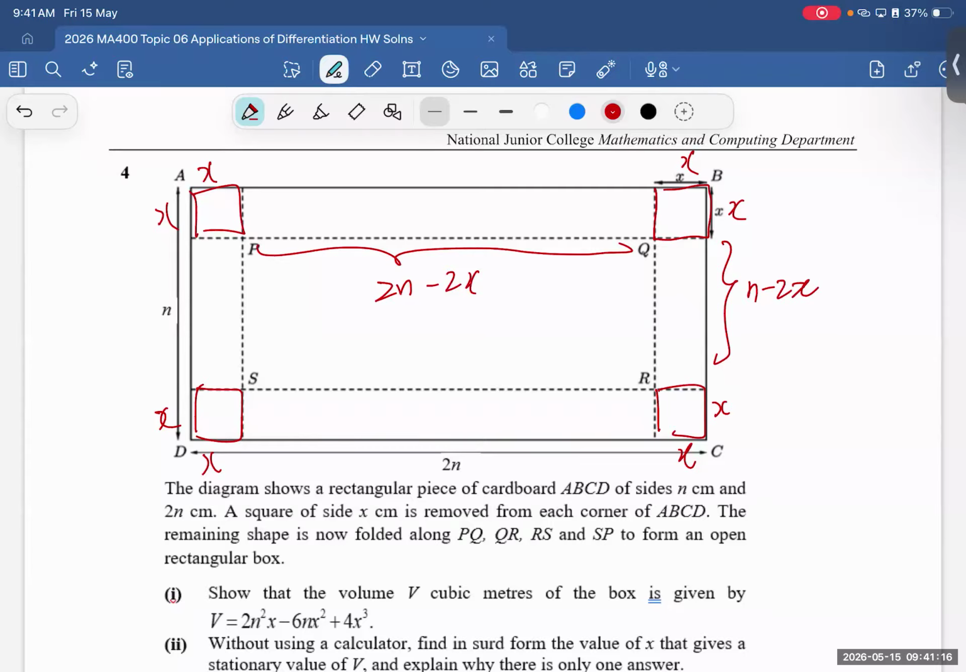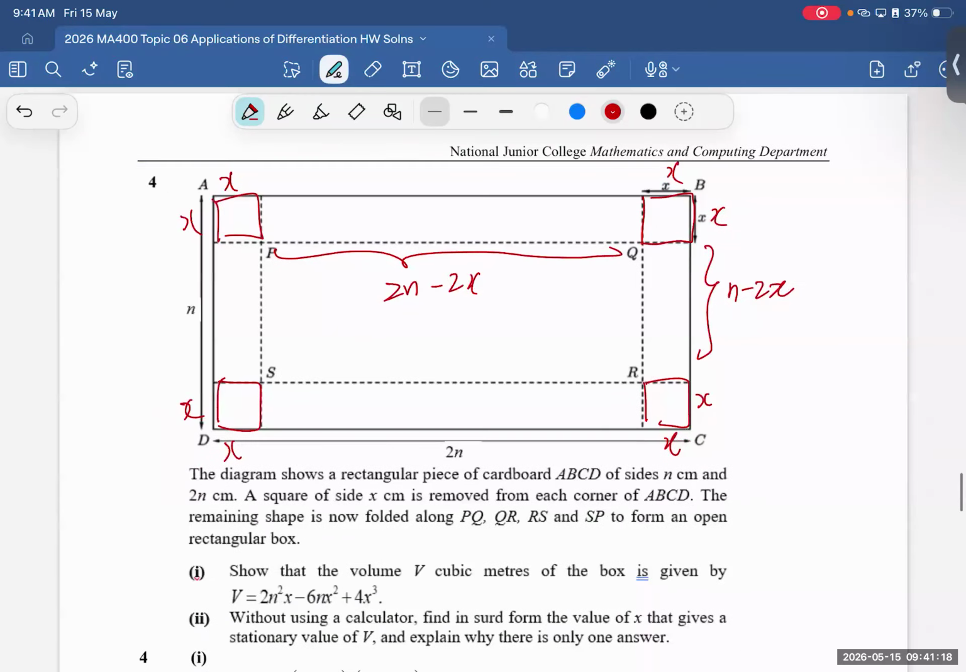So from there, you can get the base area. The base area will be 2n minus 2x times n minus 2x. Looks like this. Now, if you put up the side, you can see this is n minus 2x. This is 2n minus 2x, right? Now, what will the height of the cardboard be? x. Can you think it all?